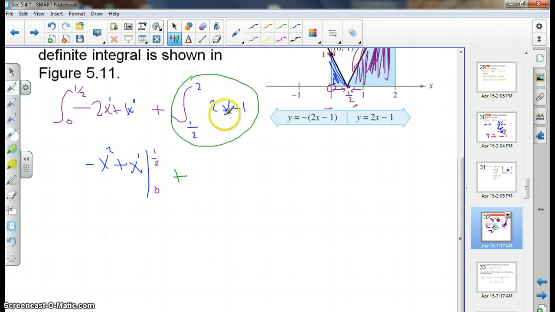So let's integrate this again. Looks like it's going to be kind of the same. Increasing this would be just x squared, but this time it's minus x, and I'm evaluating that between 1/2 and 2. So this kind of becomes a little bit of a number crunching nightmare.